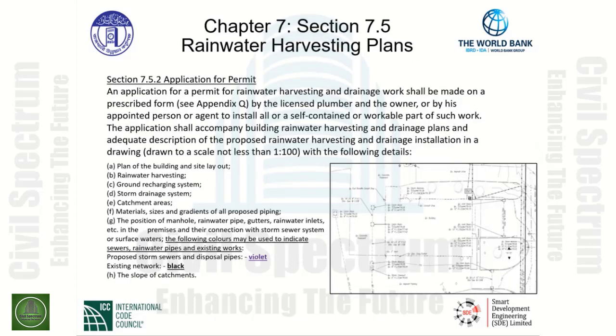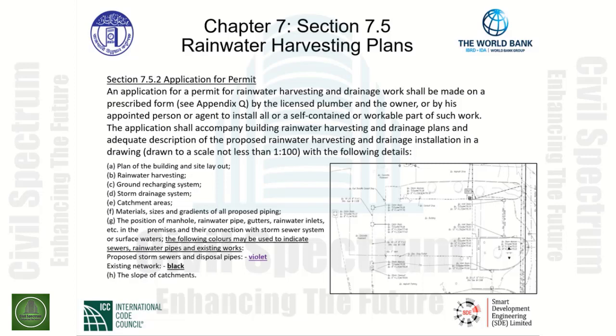Section 7.5.2, Application for Permit. An application for a permit for rainwater harvesting and drainage work shall be made on a prescriptive form. The reference here is Appendix Q. The prescribed form must be submitted by the licensed plumber and the owner, or by his appointed person or agent, to install a self-contained or workable part of such work.